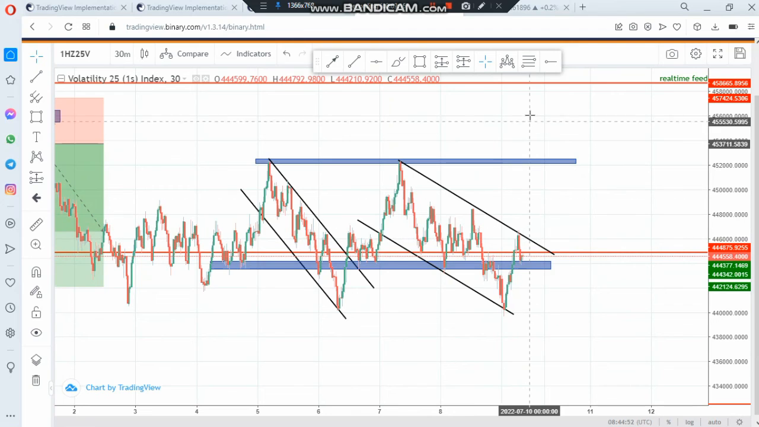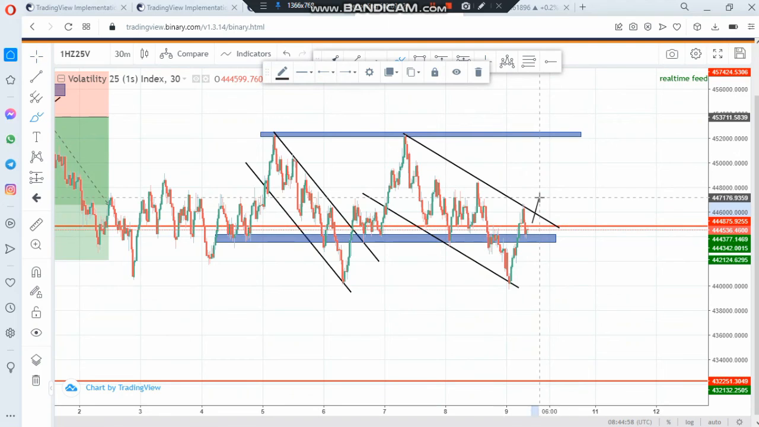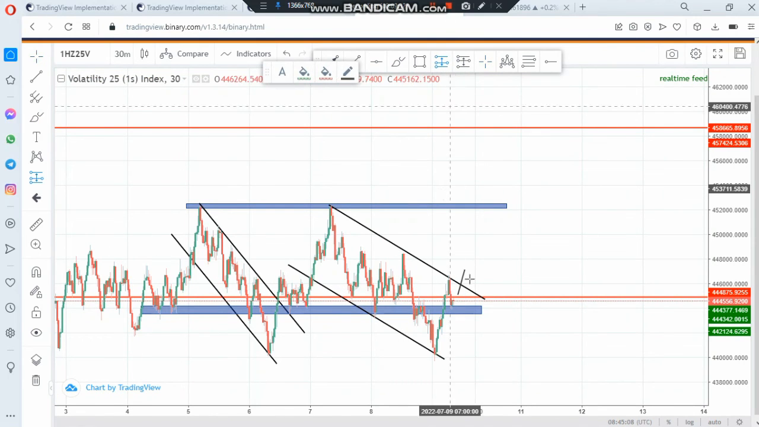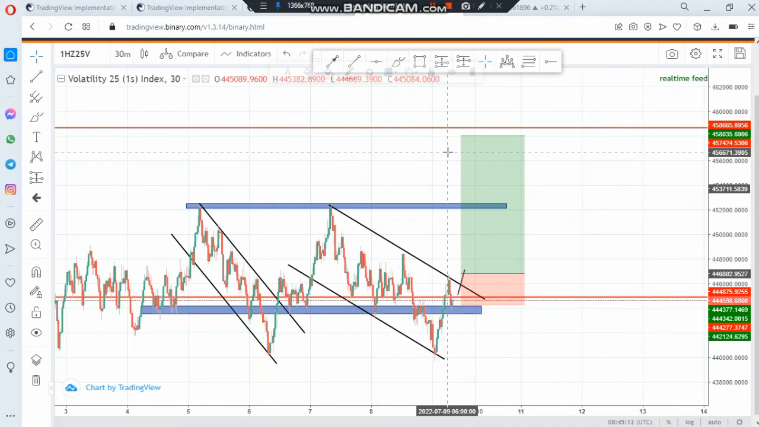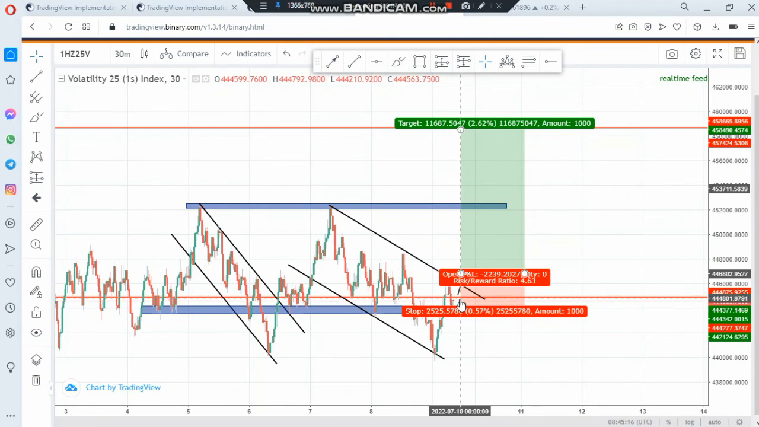But now what are we waiting for? We're waiting for price to break above here, then start looking for opportunities to buy. But now that we have this double top, what is our target? Our target is going to be from here up to this area, because this is our next area of value.